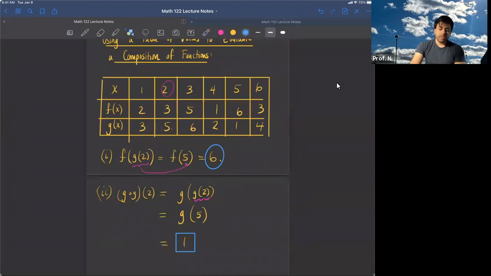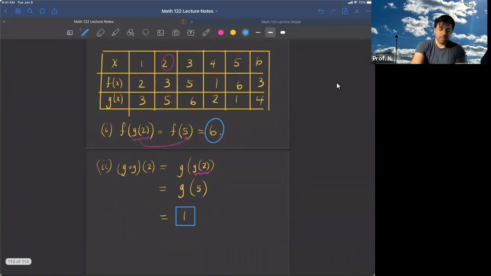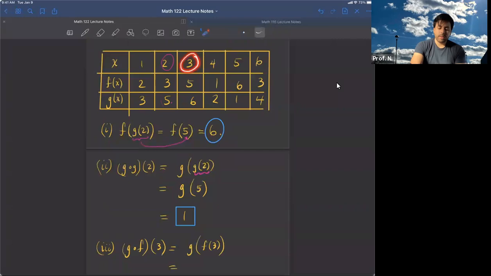And then you can go crazy with this. You can say g of f of 3. What's f of 3? Well, let's go to the 3. 3 becomes 5 when I plug it into f. So this is g of 5 again. And g of 5 we already know equals 1. Do you see this?